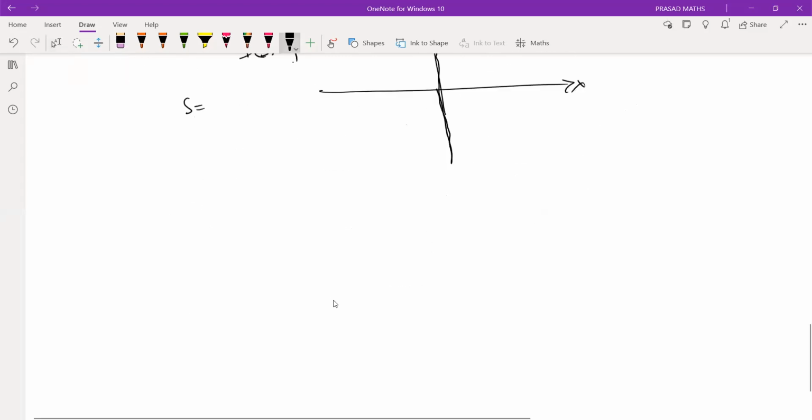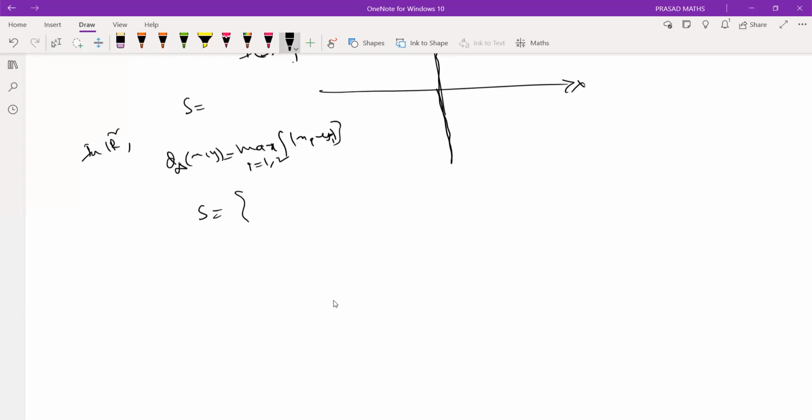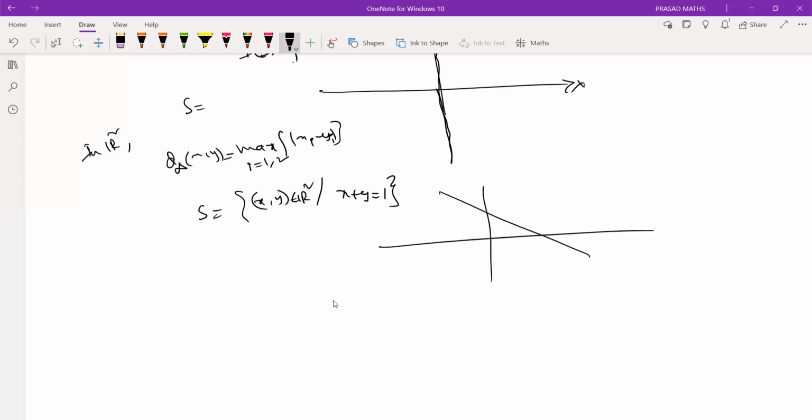If you take the same idea in D infinity, that is maximum of mod xi minus yi such that i equals 1 to 2. Question is that in R2 with the L infinity metric, suppose the same strategy, if you take the set of all ordered pairs x comma y such that x plus y equals 1. It is a line equation, right? Question is that what are the isolated points?